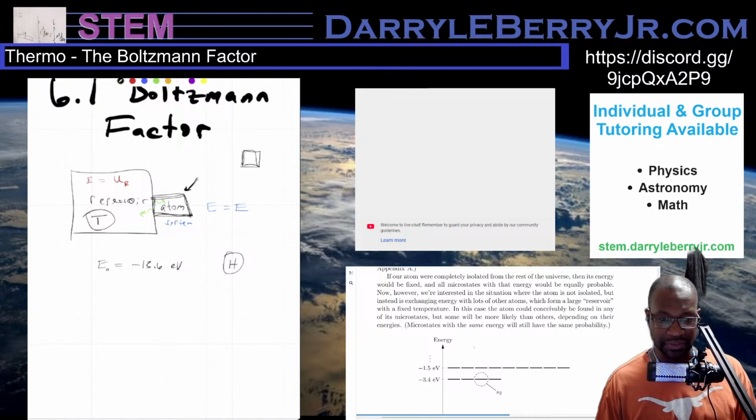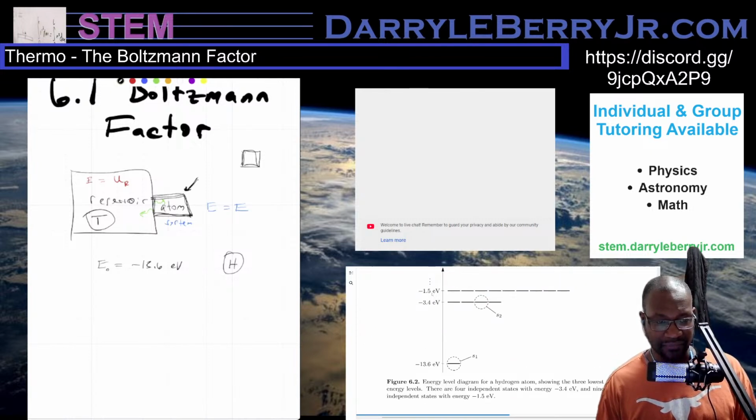Now, however, we're interested in the situation where the atom is not isolated, but instead is exchanging energy with lots of other atoms, which form a large reservoir with a fixed temperature. In this case, the atom could conceivably be found in any of its microstates, but some will be more likely than others depending on their energies. Microstates with the same energy will have the same probability. So the 1.5 electron volts microstates will have the same probability. And it seems like they will be more probable than the others, I guess depending on the temperature of the reservoir.